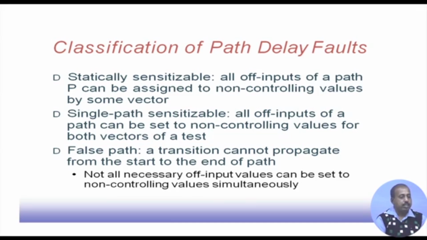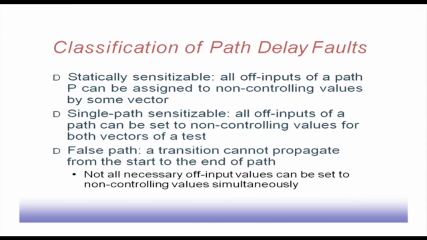Similarly, single path sensitizable. It says that all off inputs of a path can be set to non-controlling values for both vectors of a test. So for both the vectors we can set the values, so that these off inputs can be set to non-controlling values. And there is a false path if a transition cannot propagate from the start to the end of the path. Naturally, if it requires conflicting settings for the primary inputs for the transition to propagate from start to end, that is a false path. So not all necessary off input values can be set to non-controlling values simultaneously. In this case, the path is a false path, so this path cannot be tested for the delay fault.